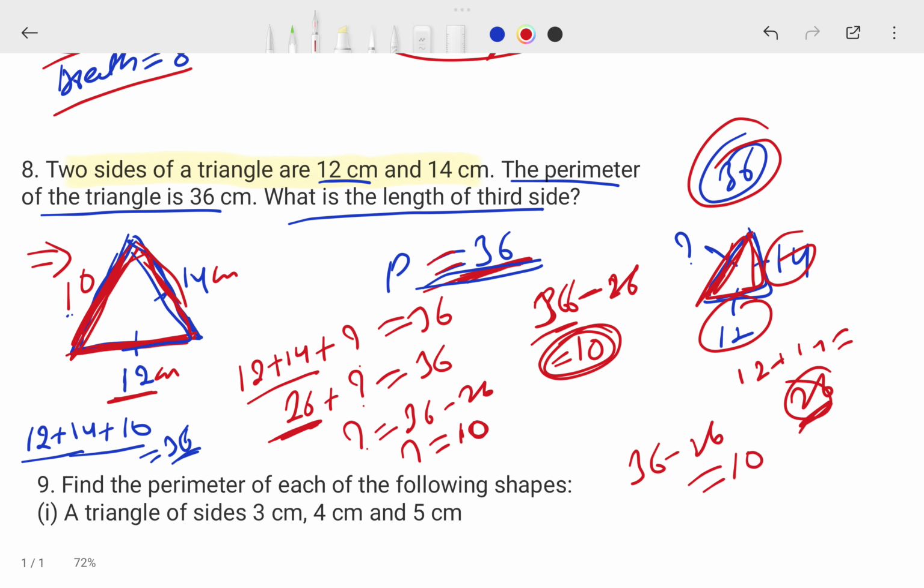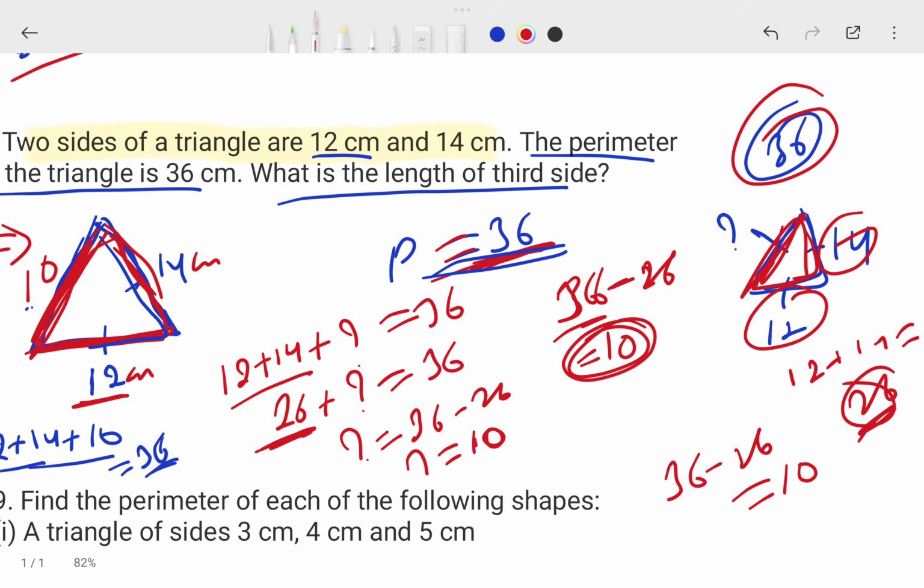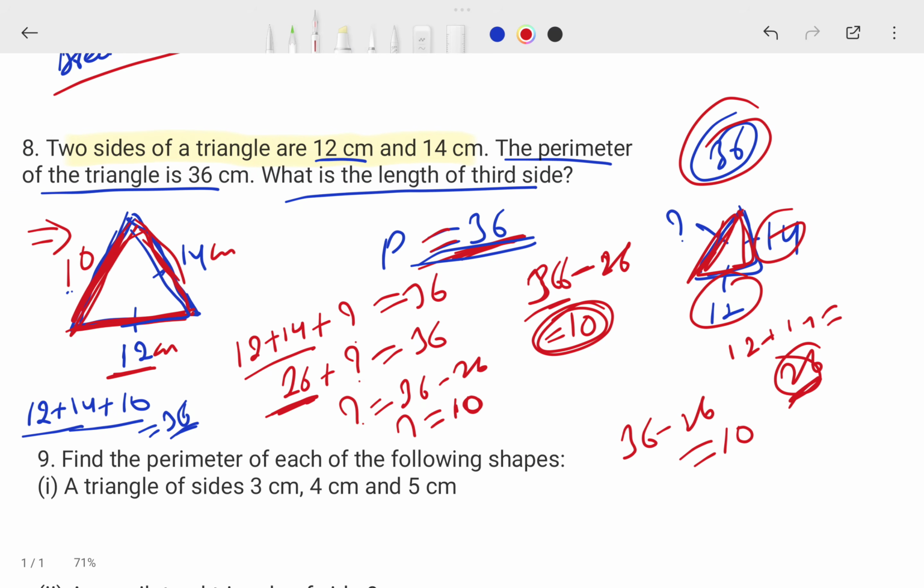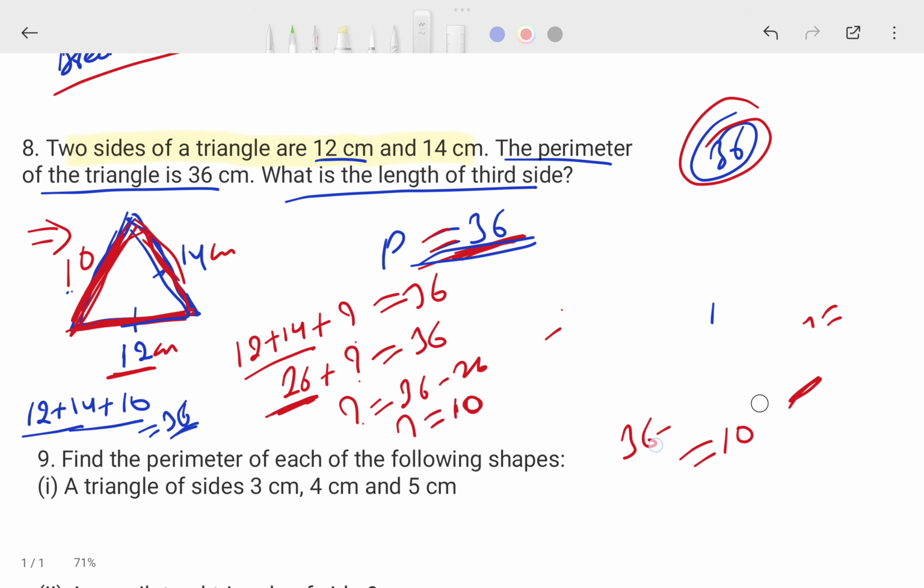So what is the answer of this question? The answer of this question is 10 centimeter. Now we will write here. The answer is 10 centimeter. You can write the length of the third side like that.